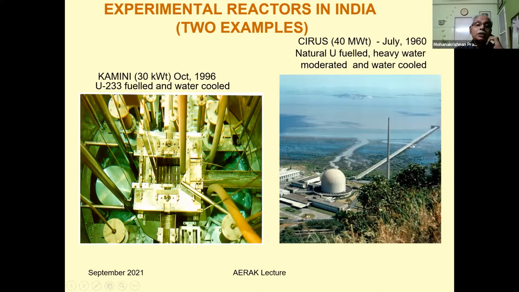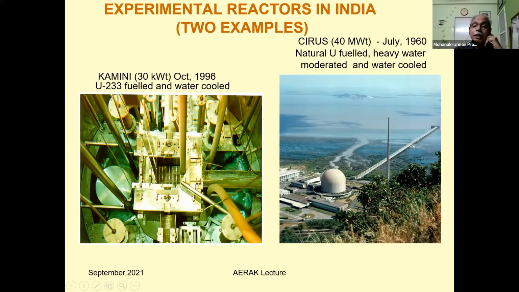Kamini is a 30 kilowatt thermal reactor, which became critical in 1996 and uses U-233 fuel. I don't know whether you can see it, but the fuel plates can be seen here. You can go to the top of the reactor and view it. And these are the reflector blocks surrounding it. The picture of the reactor can be taken while in operation, so you can see the radiation inside the reactor core.